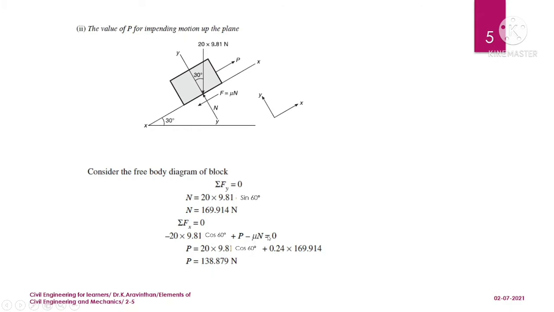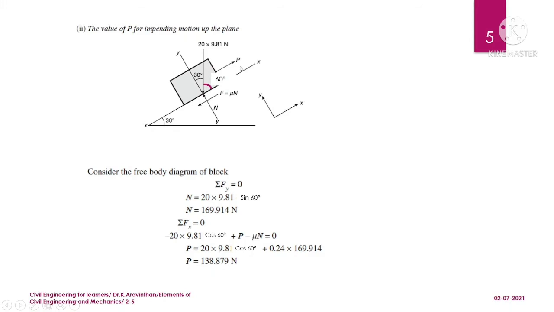Here mu is 0.24, and the N we got is 169.914, and the other force is acting downward. So if you resolve this horizontally, you get 20 into 9.81 into cos 60, which will be minus. The only unknown is P. You can take the remaining terms outside, and the final solution is 138.879 Newton. So if you apply a force of 138 Newton, you can drag the object upward.